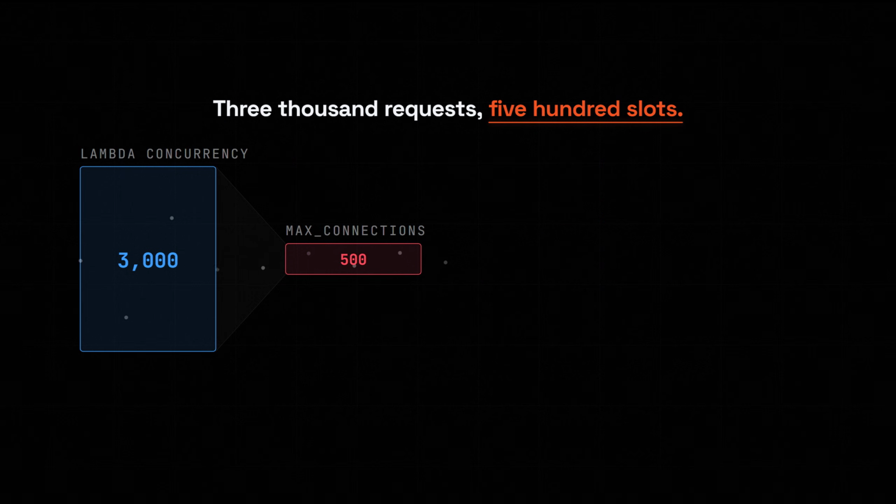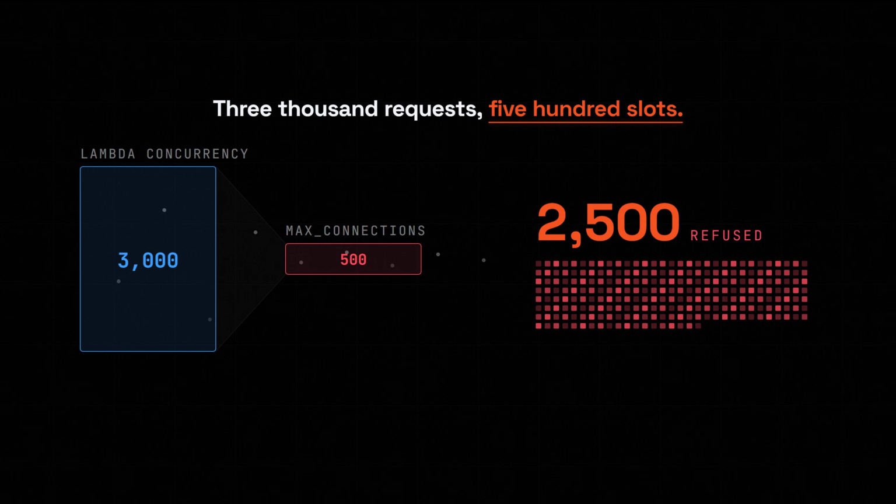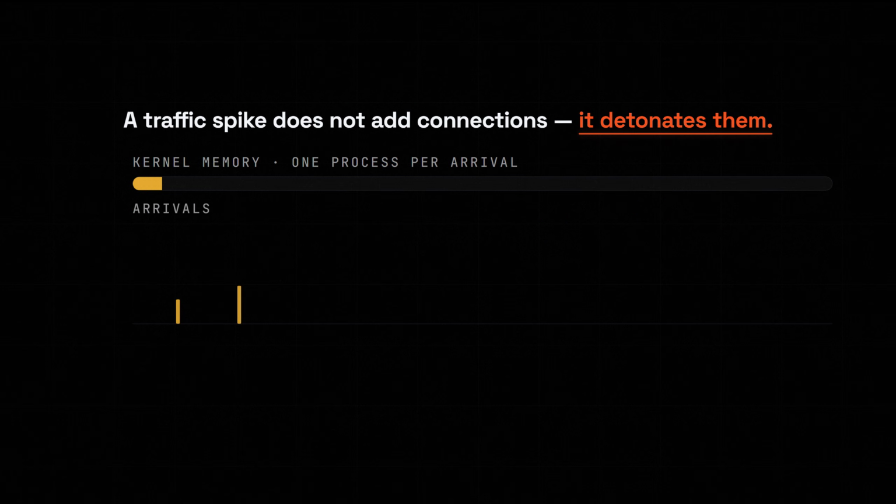Here is the collision, in one line of arithmetic. Your Lambda concurrency is 3,000. Your max connections is 500. 2,500 requests get that 3 in the morning error in the same second. And it does not arrive gradually. A traffic spike does not add connections, it detonates them.